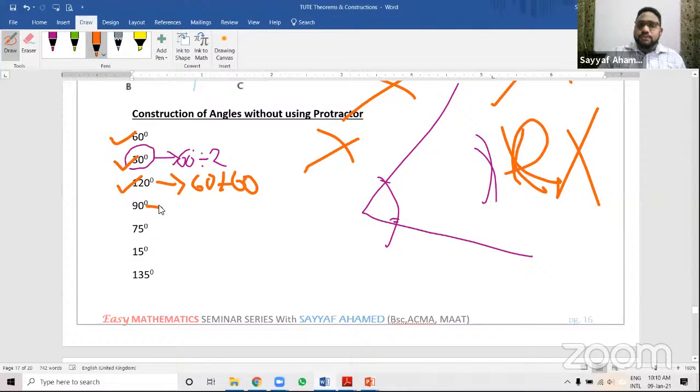To get 120 and 90, use 60 plus 60 and divide the second 60 into 2. That means you get 60 and a 30, then you get 90, right? How to get the 75? You draw a 60 and a 15. To get the 15, you need to draw a 30 and divide it by 2. So these are the ways we know how to get the 15.